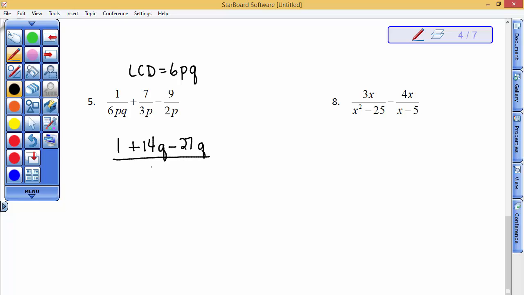When we come back, we're going to look at some problems where you don't have monomials in the denominators, but you have binomials and trinomials. They'll get a little bit harder.